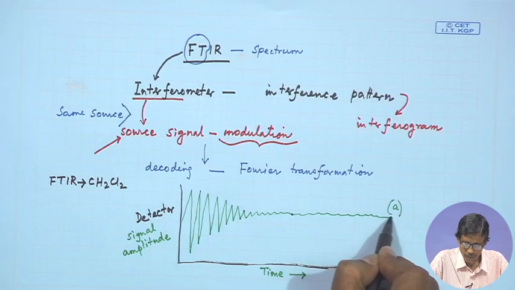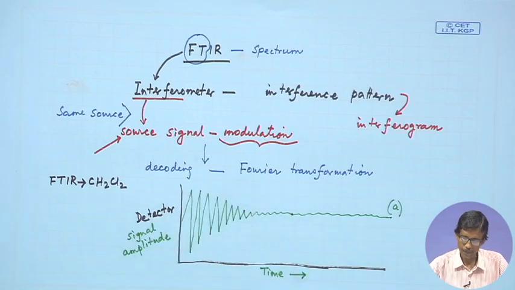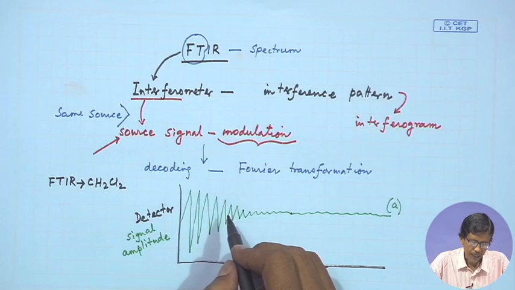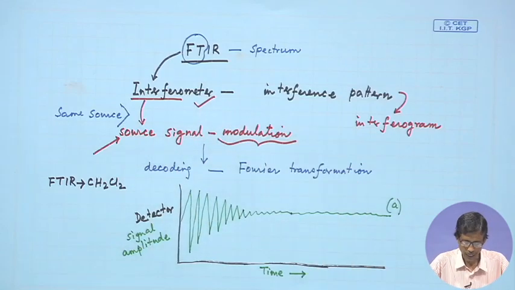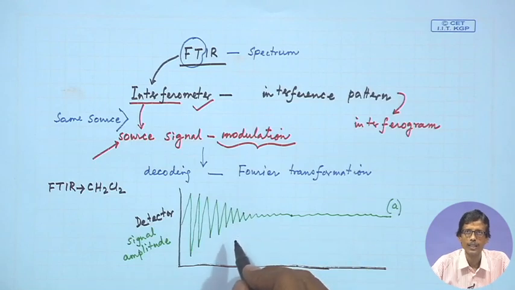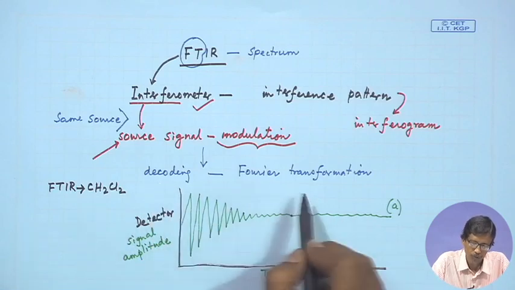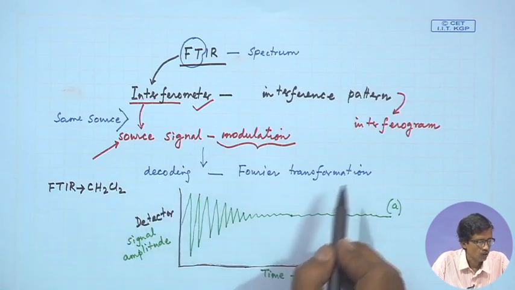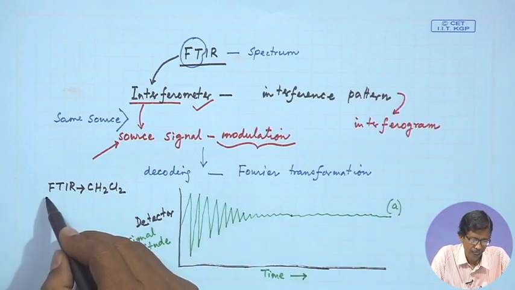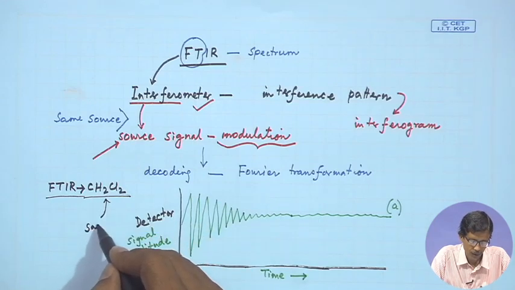This total outcome, that is, the signal amplitude against time, we can obtain through the interferometer. The interferometer is basically giving us what we can call the time domain FTIR spectrum. This time domain spectrum can now be decoded by Fourier transformation to get the corresponding FTIR spectrum for the sample, which is dichloromethane.